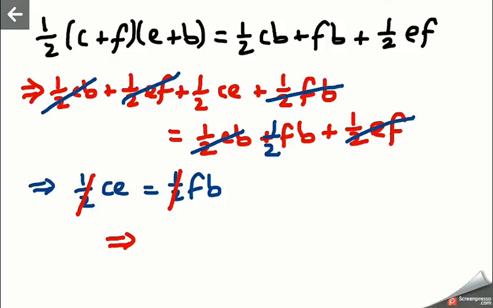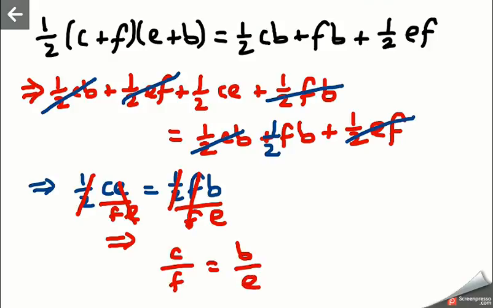this immediately shows us that, well, first we can divide both sides by F, then the F's cancel, and then we can divide both sides by E. So the E's cancel there, and what we're left with is C divided by F is equal to B divided by E. I think that's number 1, the first thing we were planning on showing.